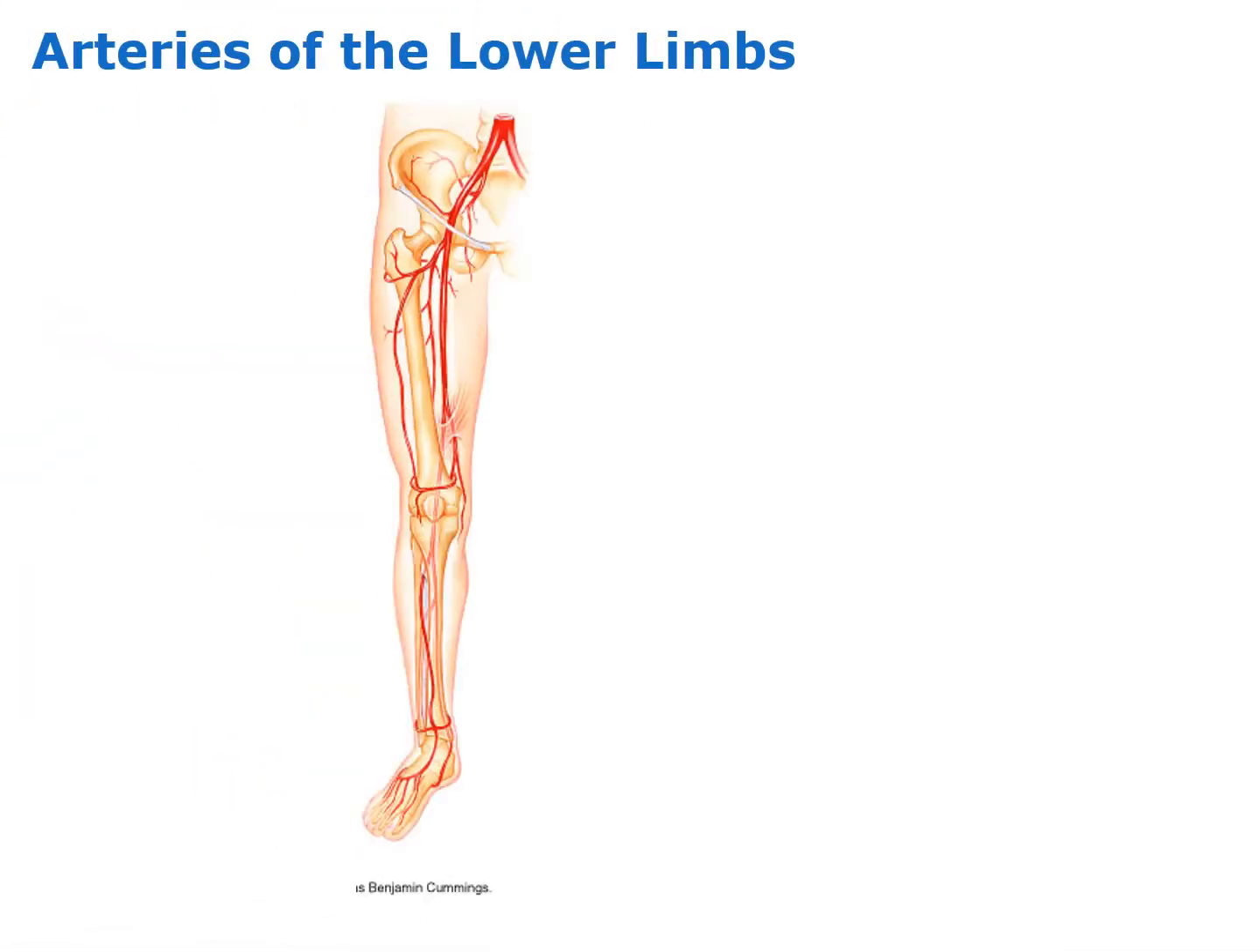And finally, we've come to the arteries of the lower limbs. So we're going to follow that abdominal aorta as it extends into the pelvic region. There it splits into two common iliac arteries.